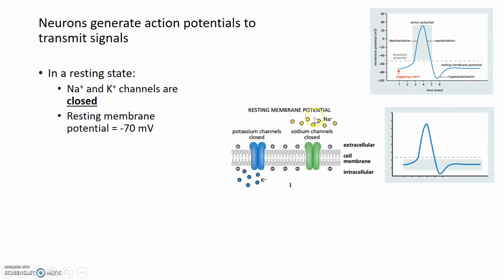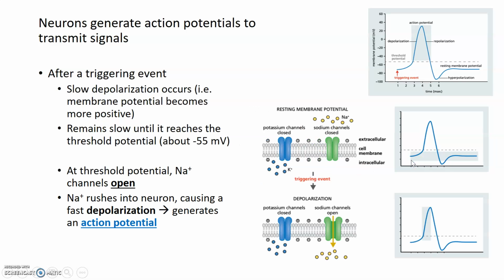Right, and so in that resting state, both of these channels are closed, and the resting membrane potential is negative 70 millivolts. Once a triggering event happens, there's a slow depolarization, which remains slow as sodium ions come in until it reaches this dotted line here. And this dotted line is what's known as the threshold potential. At this threshold potential of negative 55, the sodium channels all open. And rather than a slow depolarization, sodium floods into the neuron.